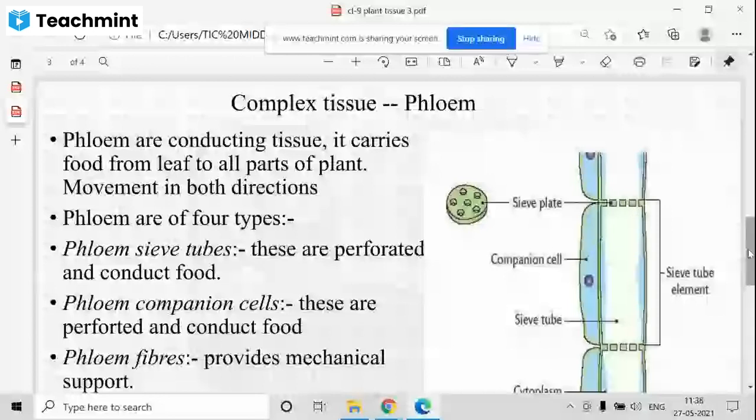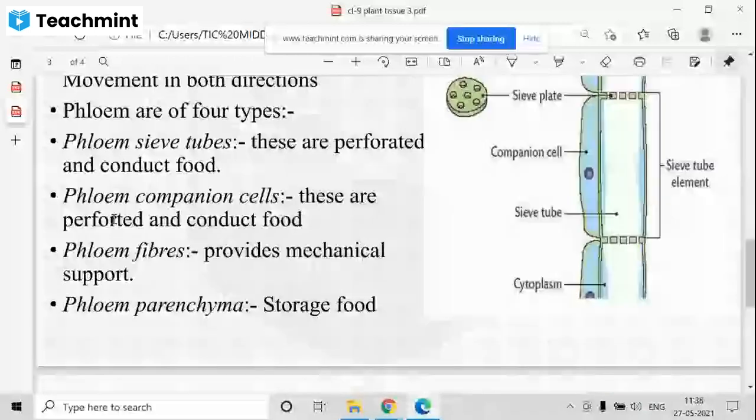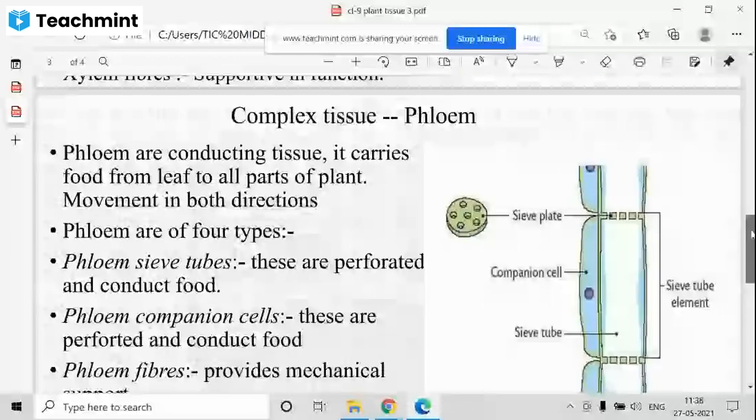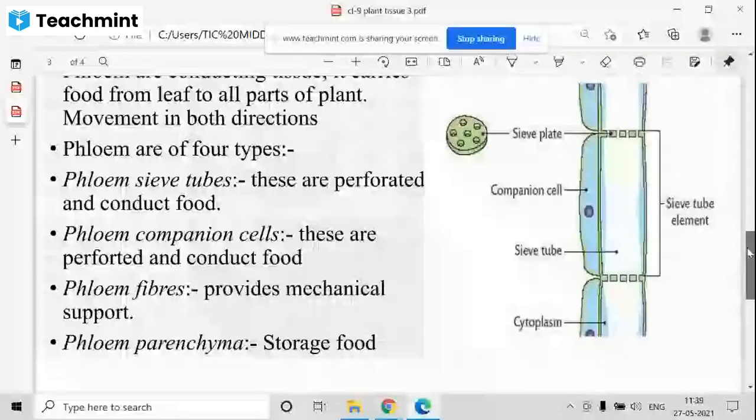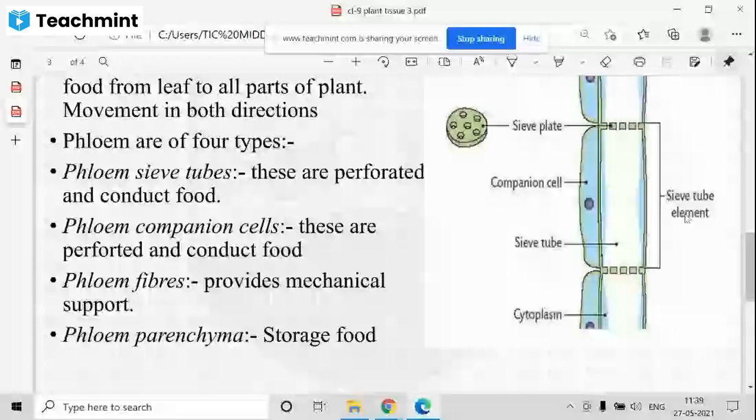Then the next is phloem companion cells. These are the companion cells on the side. It is four types. One, two, three, four. Both are almost same. Sieve tubes and sieve plates, both can be said as sieve elements. Clear? Understood?